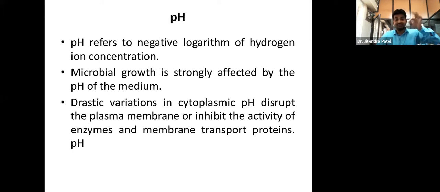Drastic variation, if it is changing, right? In the cytoplasmic pH, what will happen? Because in this cytoplasm, they have all the content, right? So that will disrupt the plasma membrane, or inhibit the activity of enzymes, which is very, very important, and membrane transport proteins, right? So all this infrastructure of the microbial cell is going to be damaged if drastic variation occurs because of some reason. And further the microbes will not be able to survive, right?